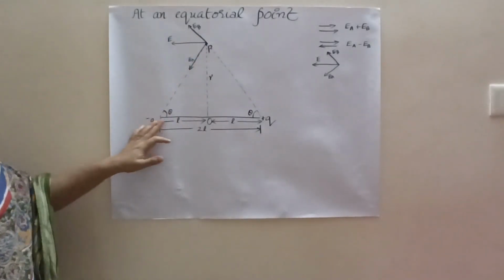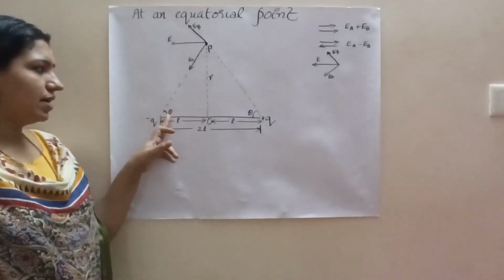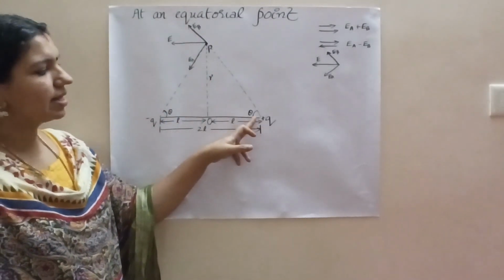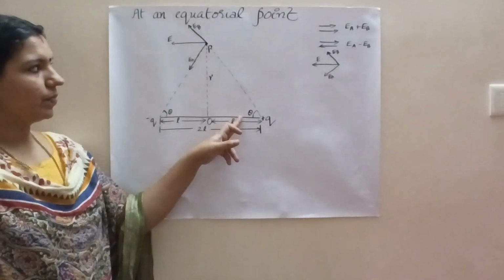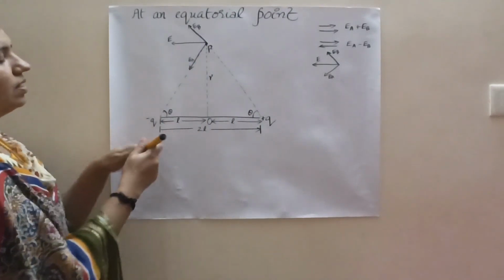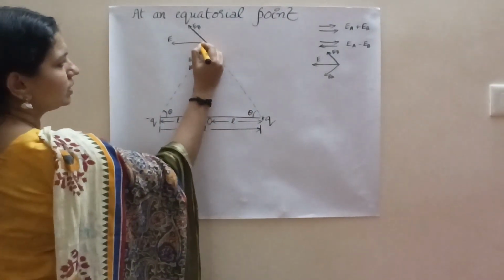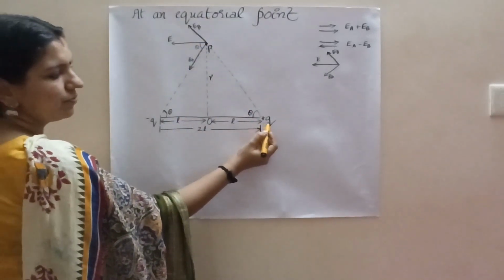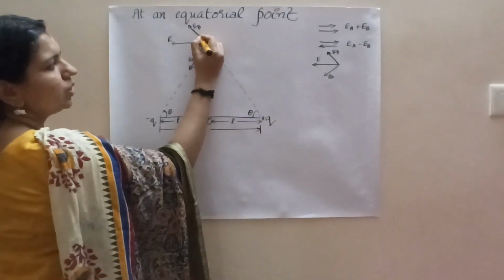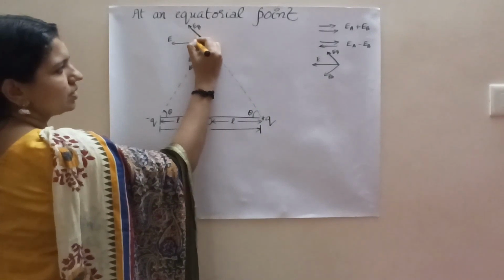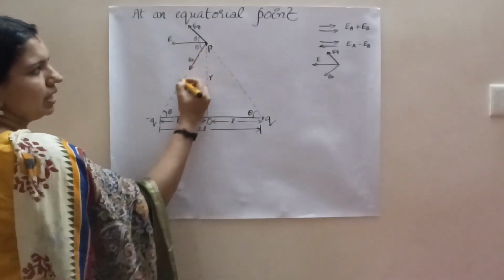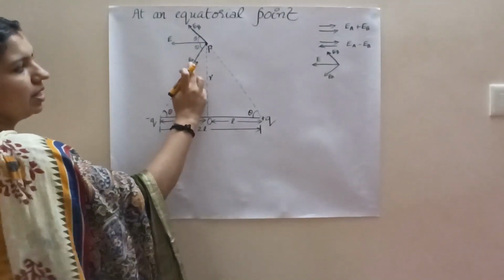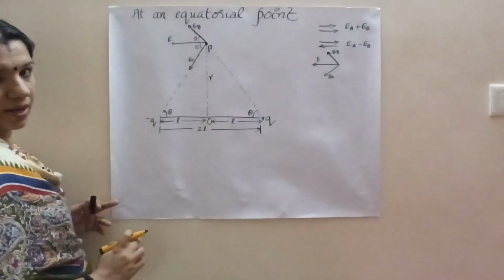Now, let this dipole make an angle theta here with this line. And also here plus q makes an angle theta with this line. Now if this is theta, this is also equal to theta. Also if this is theta, this value also becomes equal to theta. So the angle between EA and EB is actually 2 theta, right? The angle between EA and EB is 2 theta.